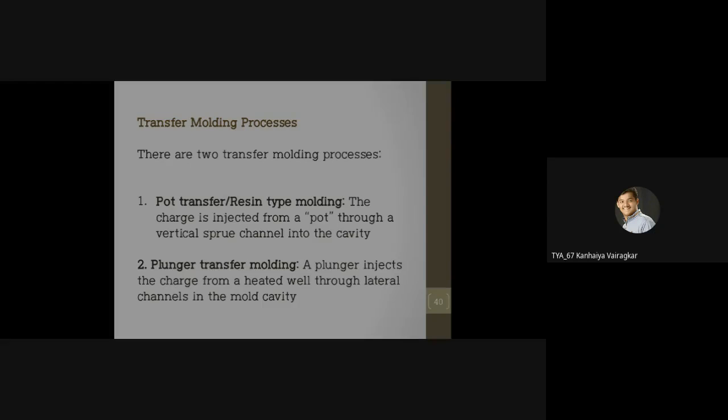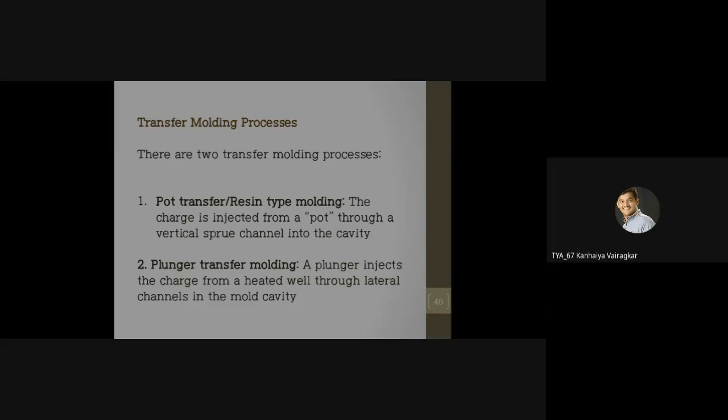Now there are two types of transfer molding process: pot transfer, also called resin type transfer molding, and plunger transfer molding. If you see the figure, you will not find any major difference, because it is just the process followed for the transfer of material. In pot transfer, there is a transfer pot where the material is stored before putting it into the mold cavity, and then it is transferred through the sprue to the cavity. In plunger transfer molding, a plunger will inject the charge.